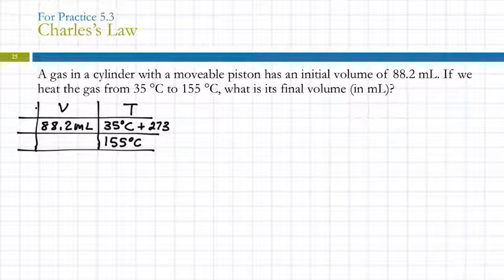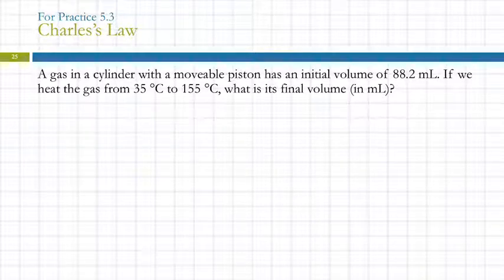So the conversion is 273.15. Here we're using temperatures to the nearest 1 degree. It's okay to just round that to 273. If you want to use 273.15, that's better, but we're going to come up with the same answer. So 35 plus 273, 308 Kelvin.